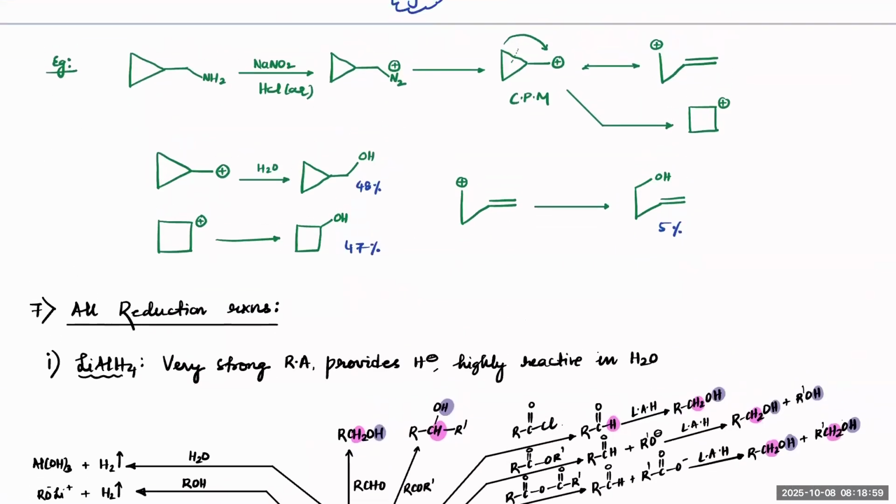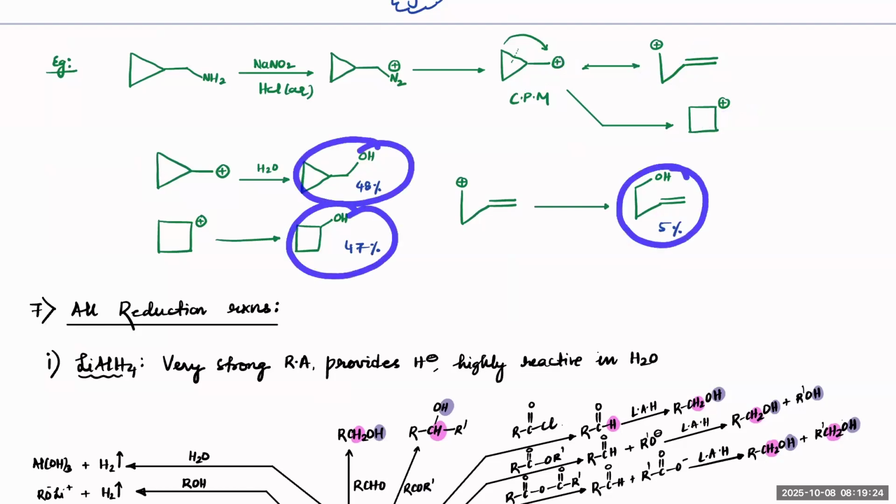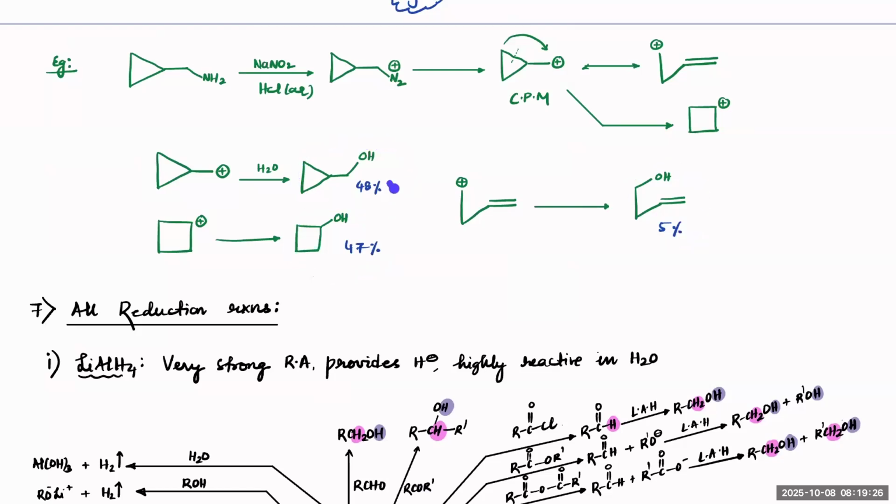These are the examples. If you have a primary amine here, you get a carbocation, you get this positive charge. This is a cyclopropylmethyl carbocation. It is a very stable carbocation, but at the same time it can show resonance, and some amount will also convert into an expanded ring. So these three carbocations will give three different alcohols. You can see this product, and this product. Percentage wise, if you notice, this is 48 percent, this is 47 percent, and this is 5 percent.